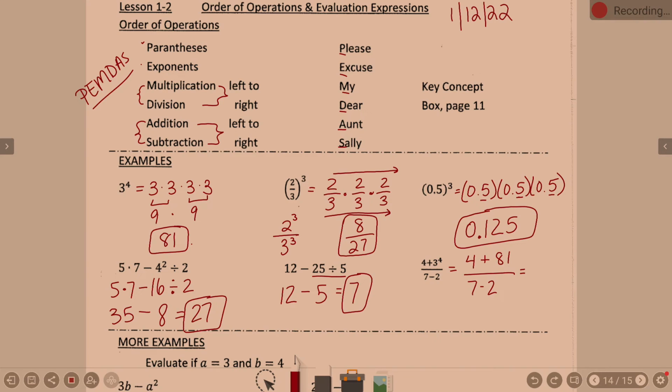Now, if you went ahead and subtracted, that's fine. Now it's 5. Keep going. 4 plus 81, 85. Don't you divide by 2 after? 7 minus 2, 5. And then 85 divided by 5 is 17. If this divides, you should go ahead and divide it. If this is the simplest fraction you can leave, then you would leave it here.